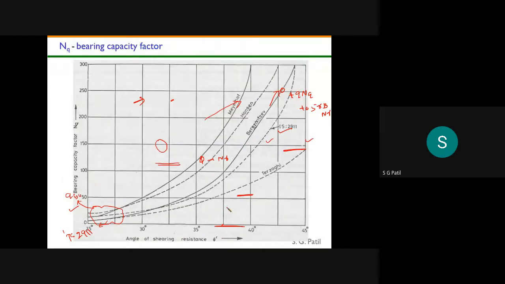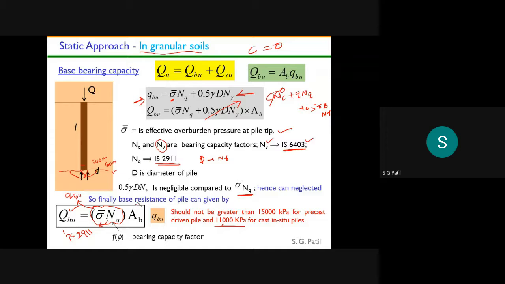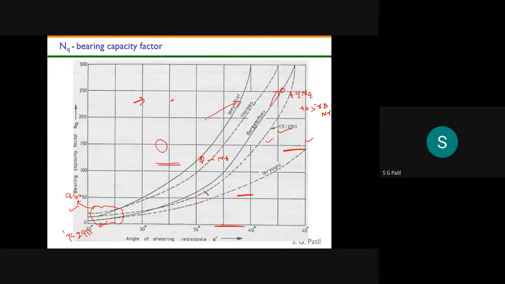Then for this NQ value, different authors give different values, but we will refer to the IS 2911 curve. For different phi values, here is the NQ value.